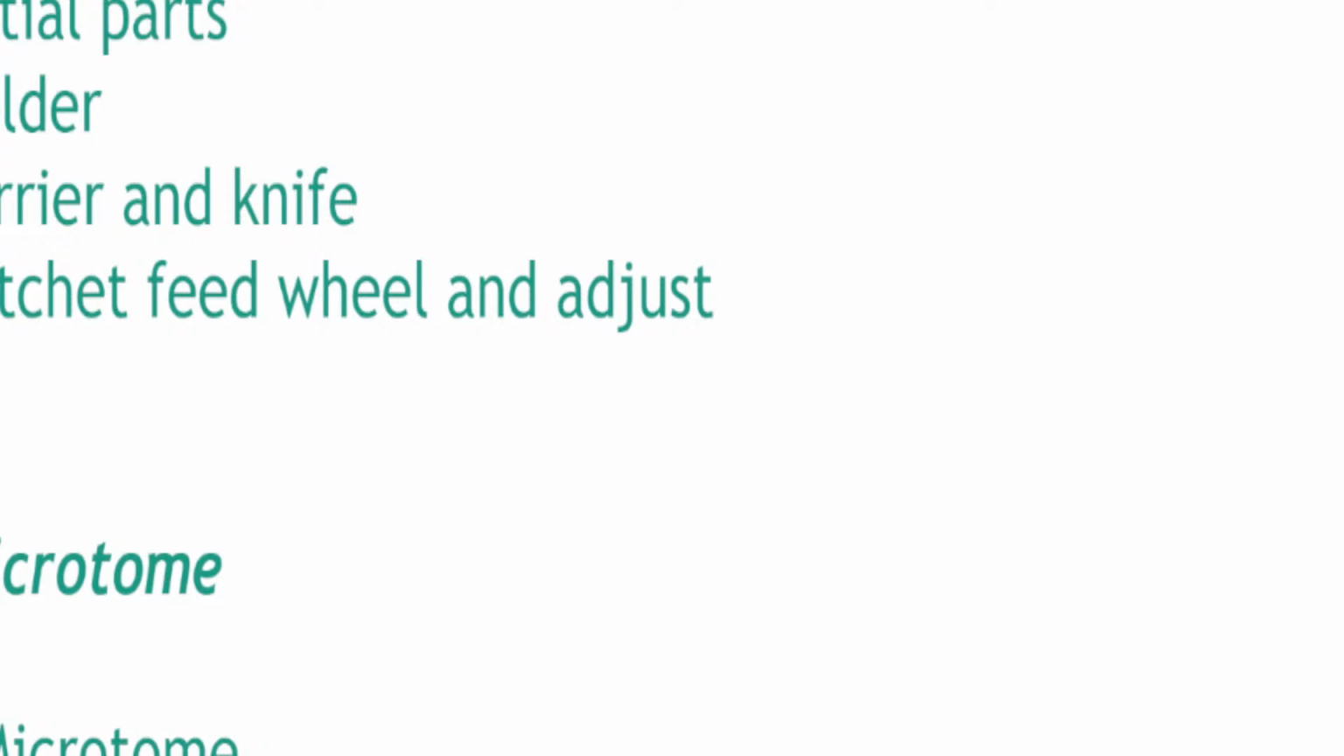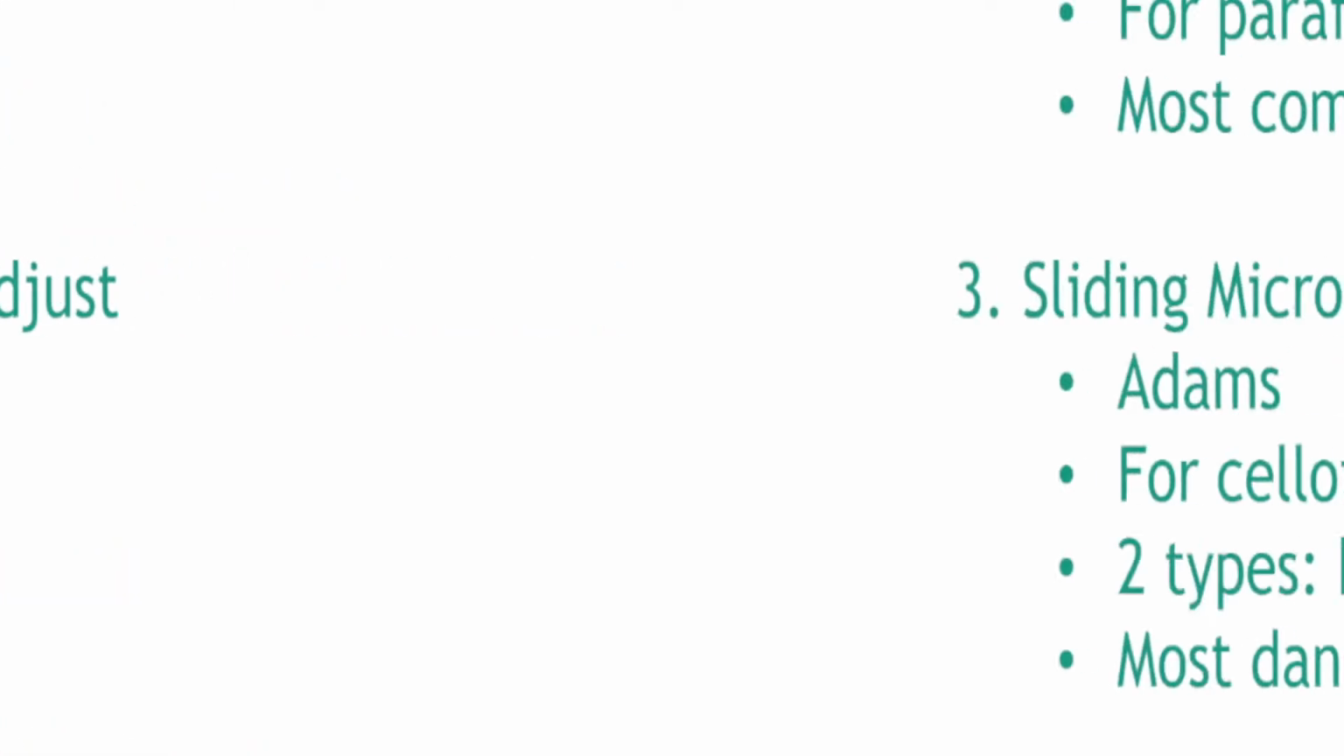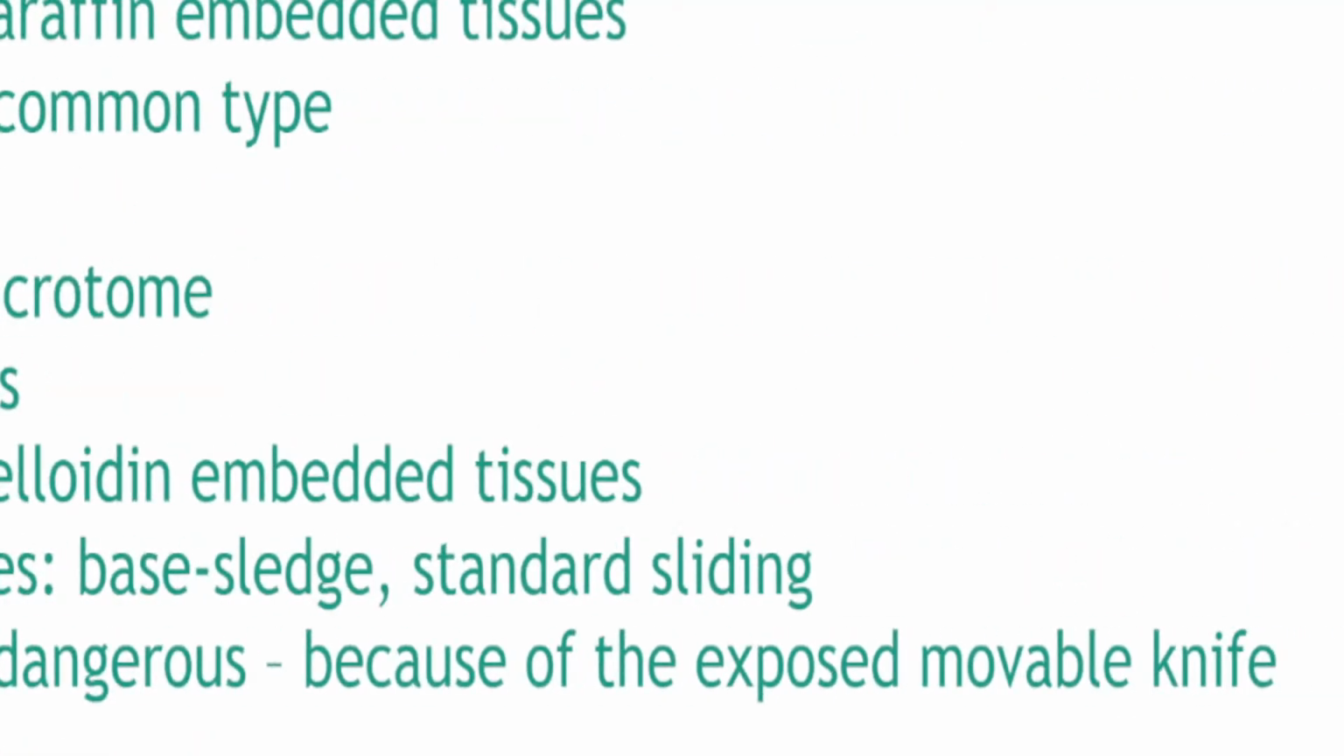And there's one type that they use. It's the Cambridge type, which was invented by Padwell Trafal, and it's the simplest one of all. Okay, rotary microtome, we have a patent name, made by Minot for paraffin embedded tissues.